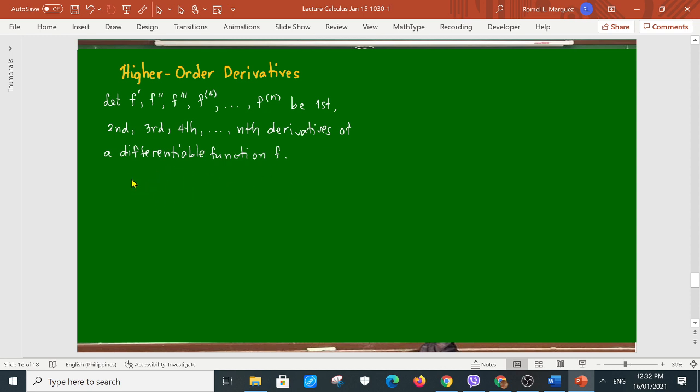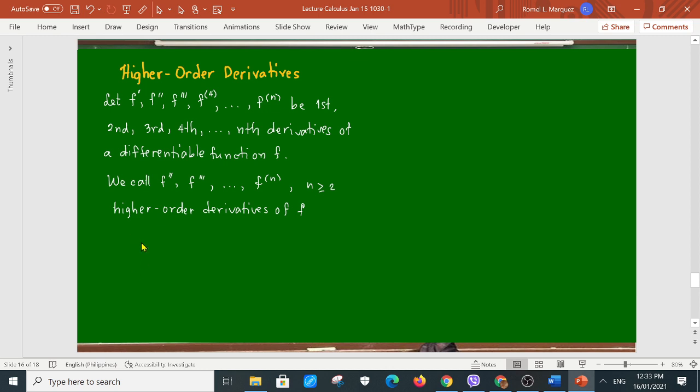So, we call this higher order derivatives. We call f double prime, f triple prime, and so on up to nth derivative for n greater than or equal to 2. Higher order derivatives of what? Of f. Derivatives of f. Okay?